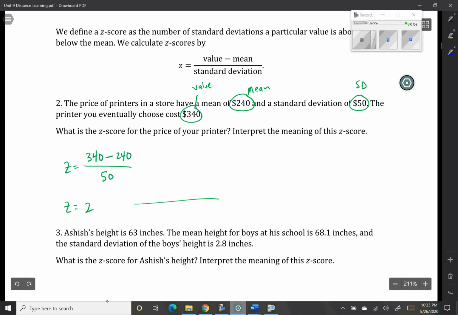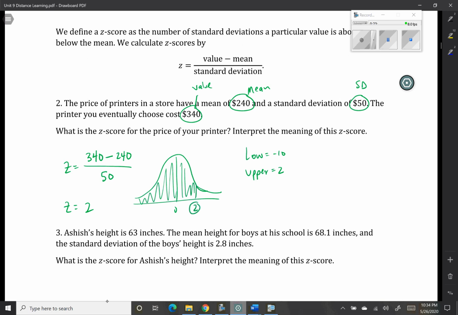So when you make your bell curve, your printer is going to be here. You can do one of 2 things. You can do normal CDF to interpret the meaning of this and figure out what percent is below 2, or you can find what percent is above 2. I'm going to do below 2. So my lower number is negative 10. My upper number is 2. This is going to calculate the portion of printers that cost less than the printer that I chose. That's going to interpret the meaning of my z-score so I know how my printer fits into the rest of the printers that were available for me to buy.